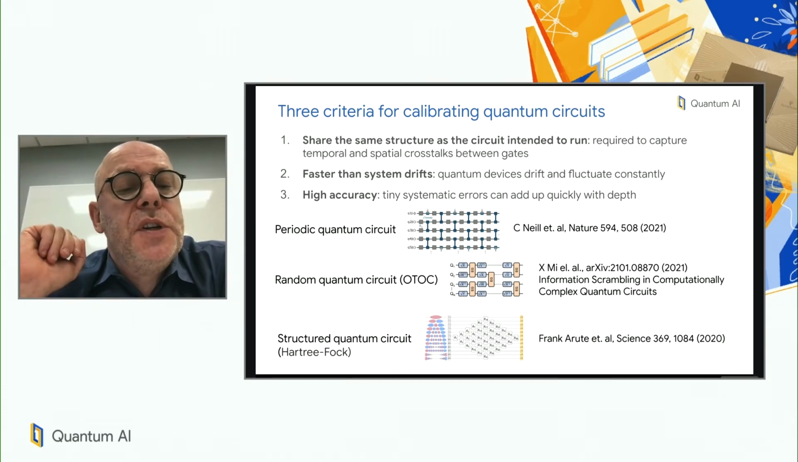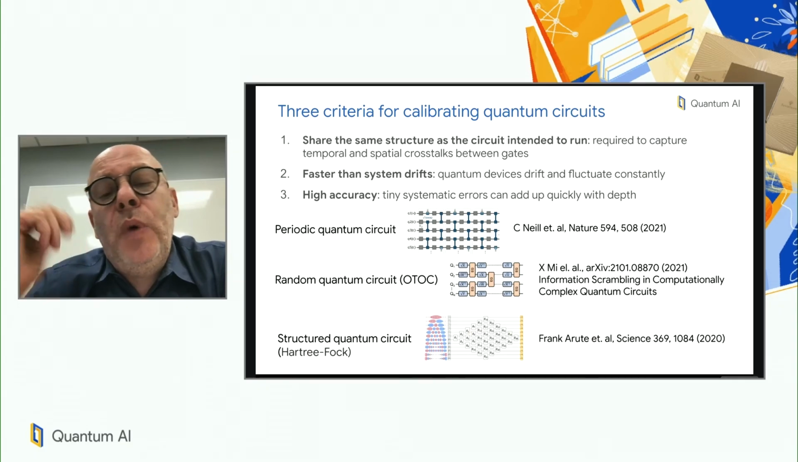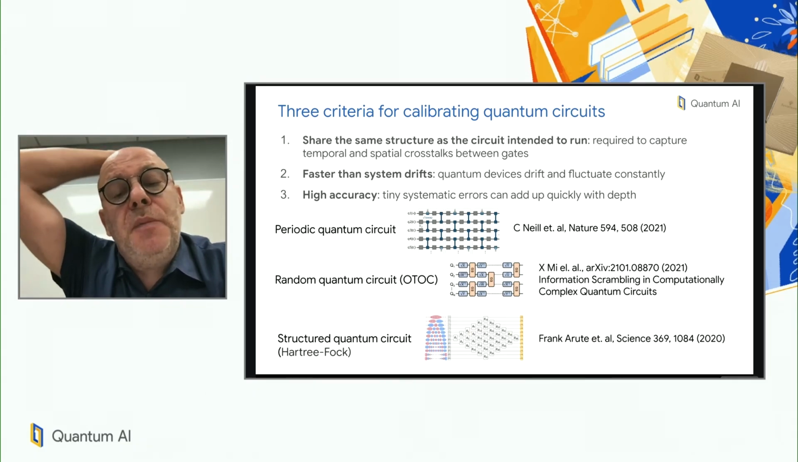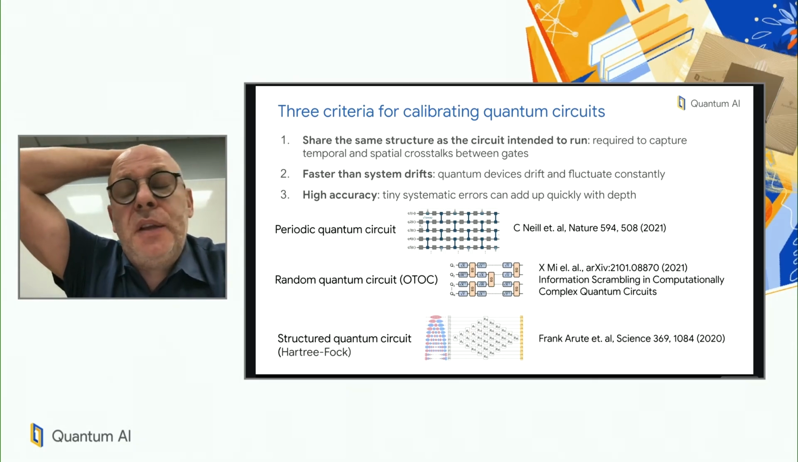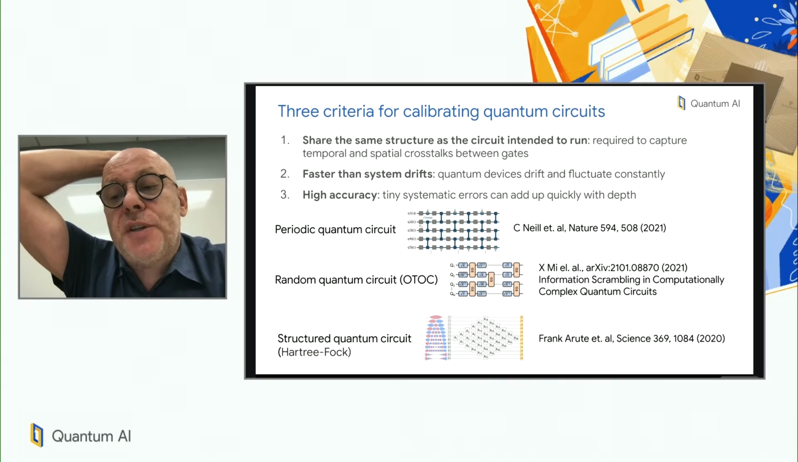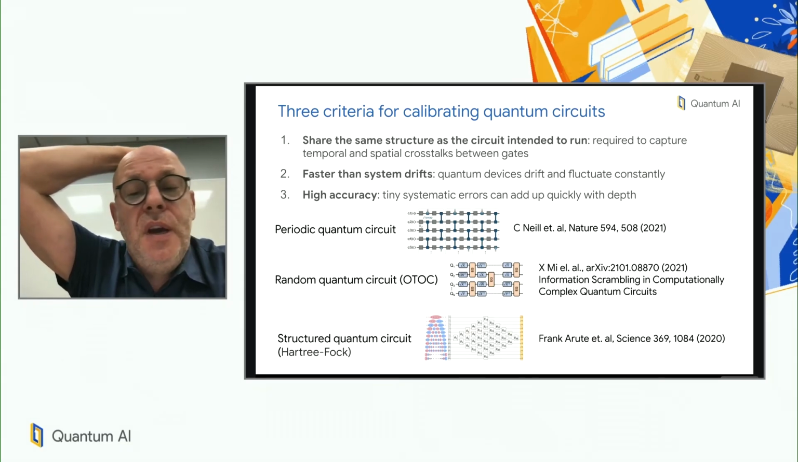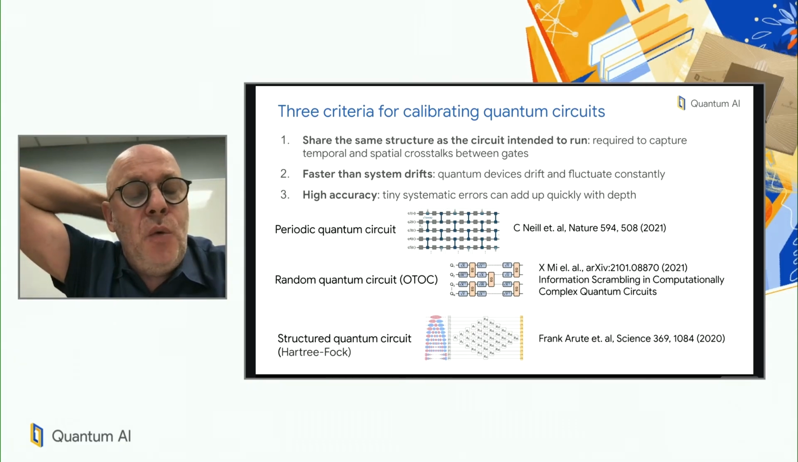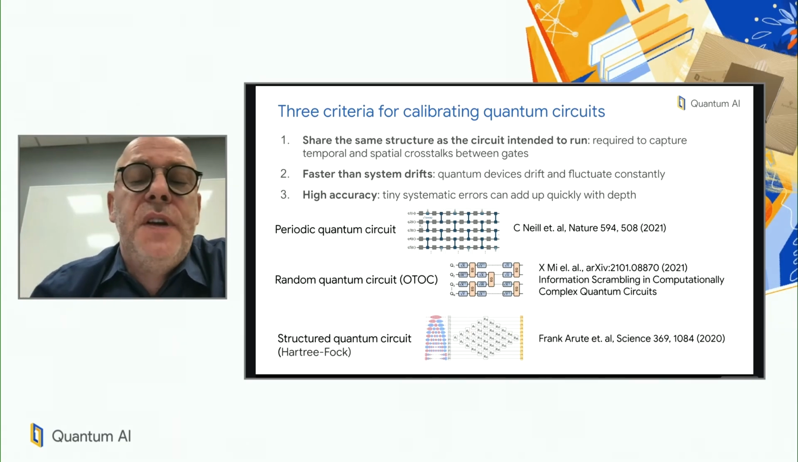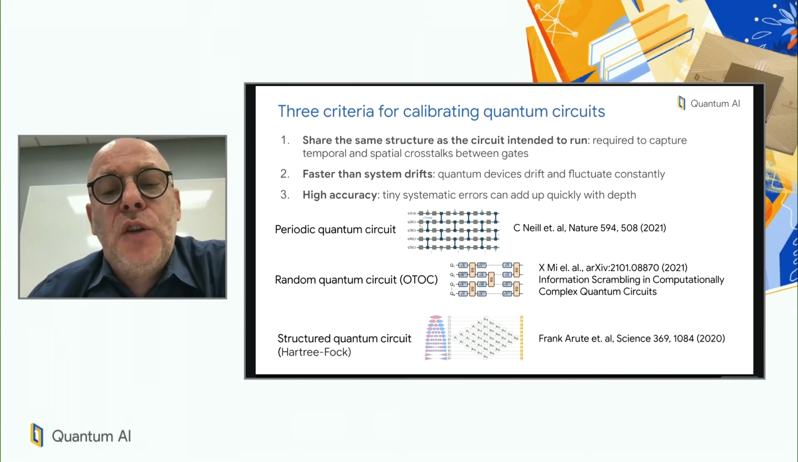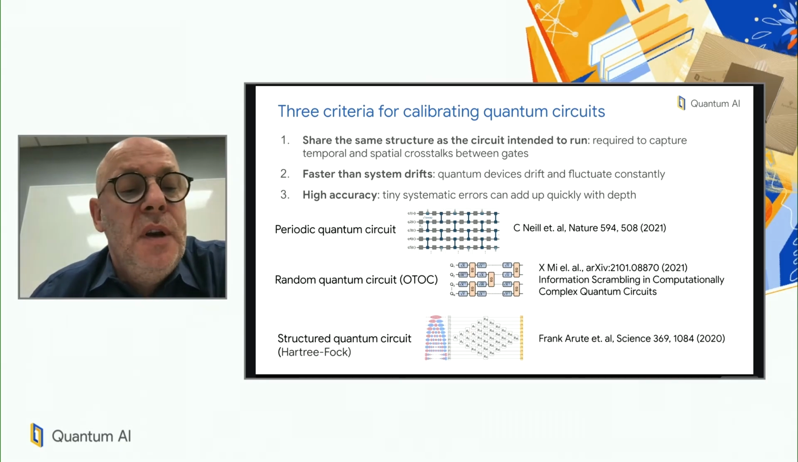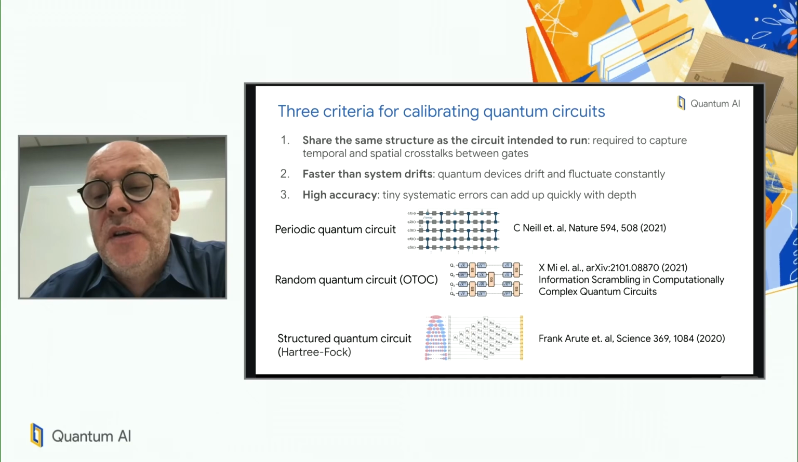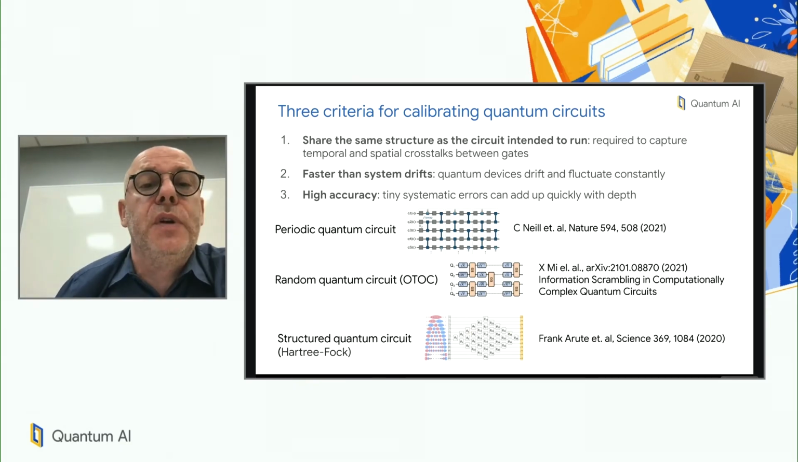Then we have a type of circuits which is a random quantum circuit. In a way, random quantum circuits started with the Beyond Classical experiment in October 2019, but more recent work on the out-of-time-order correlator was done by Xiaomi and co-workers. It's information scrambling and computationally complex quantum circuits. And then there is a third type of circuits, structured quantum circuits, which were mostly investigated and put forward by the quantum chemistry and quantum algorithm team of Ryan Babbush. An example is a Hartree-Fock simulation, which was published in Science in 2020.